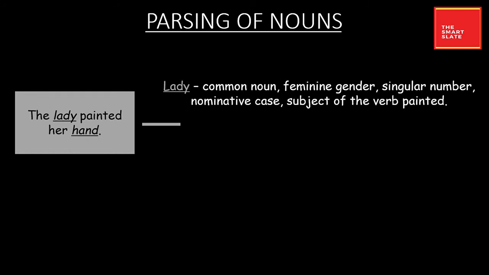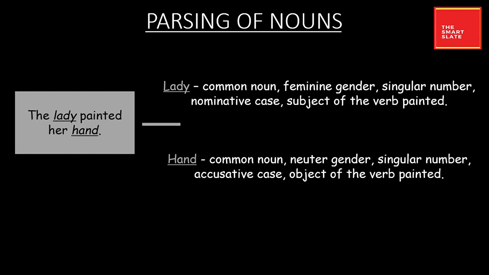Lady: the part of speech here is obviously noun. It is a common noun, feminine gender, singular in number, it's not plural, nominative case, and subject of the verb painted. The lady is the subject of the sentence, and it is actually the subject of the verb painted. Nominative case here means when the noun is the subject of a sentence, then the case is nominative.